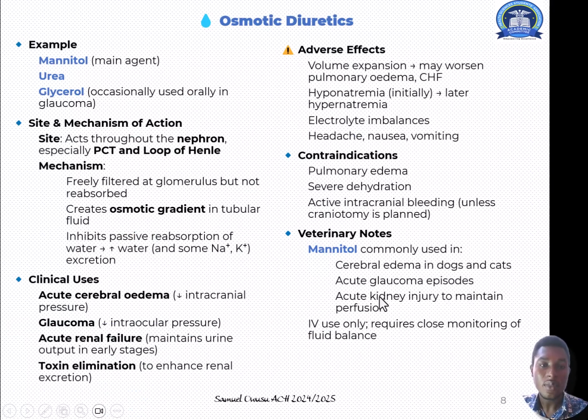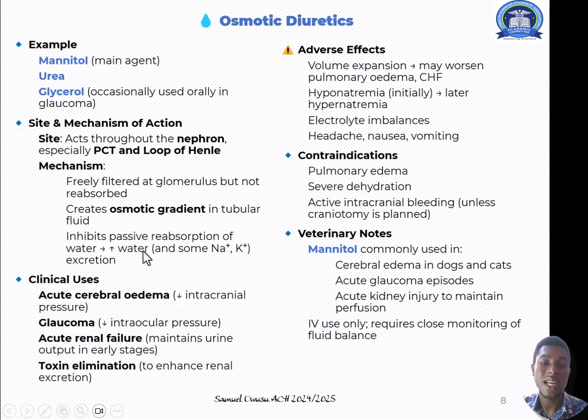Now let's move on to osmotic diuretics. An example of osmotic diuretics is mannitol, which is the main agent. There is also urea and glycerol, which is also used in the management of glaucoma. The site of action is that they act throughout the nephron. Remember, I mentioned the proximal convoluted tubule, and I also mentioned the loop of Henle. Okay, these ones are freely filtered at the glomerulus, but we do not reabsorb the mannitol, urea and glycerol. And so what they do is that they tend to create what we call an osmotic gradient in the lumen, and that is going to inhibit passive reabsorption of water.